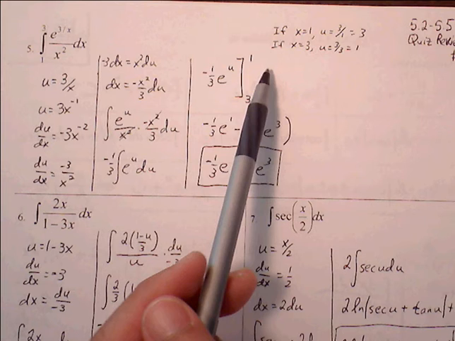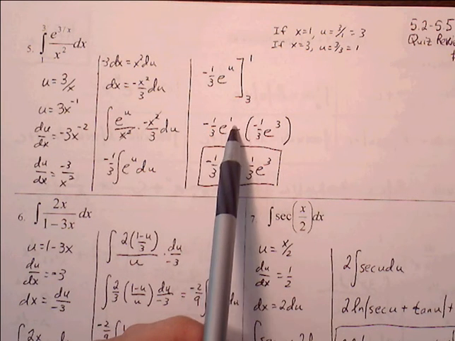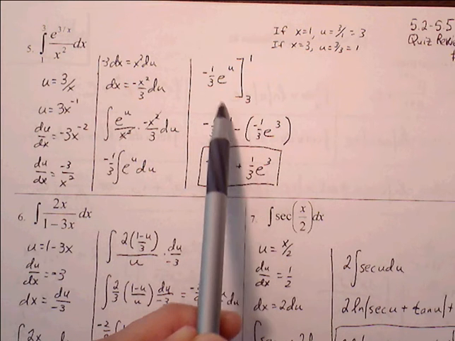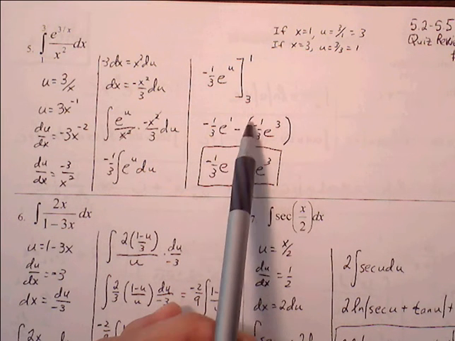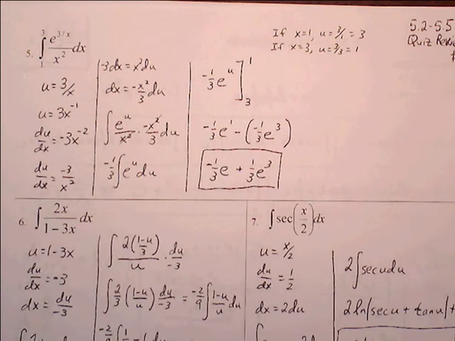All right, so upper bound first. Upper bound gets plugged into the u value. So negative 1/3 e to the 1, minus, then we plug in the lower bound. So negative 1/3 e to the 3. The two negatives cancel out. We're left with negative 1/3 e plus 1/3 e cubed.